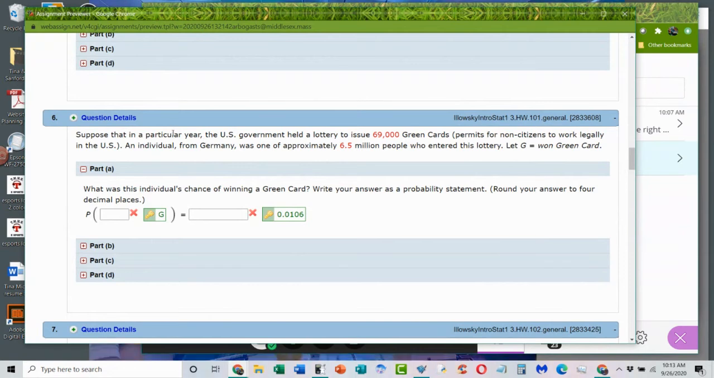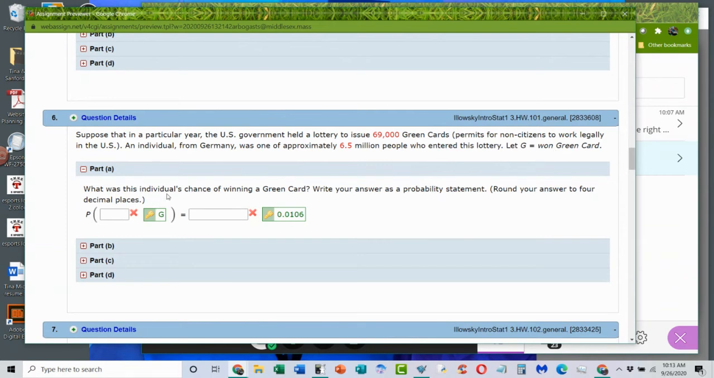So here we're talking about getting a green card. The United States issues 69,000 green cards a year in the lottery. I have no idea if that's true. I didn't even realize that there was a lottery, so somebody can fill me in at some point if anybody has any ideas about how this works. But at least they explain what a green card is. And then somebody from Germany, out of approximately 6.5 million people, entered the lottery. And G is the probability that you win a green card.